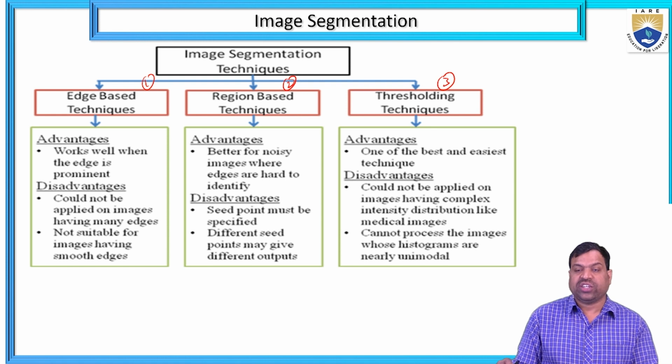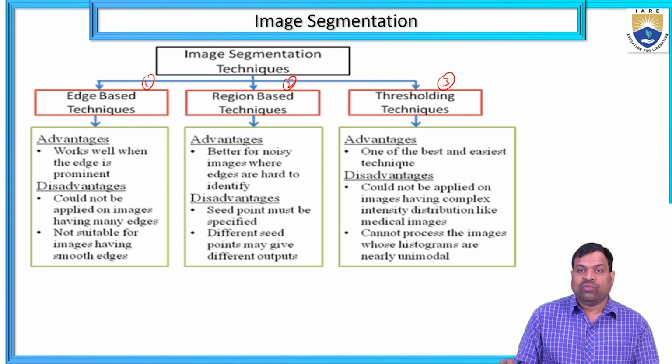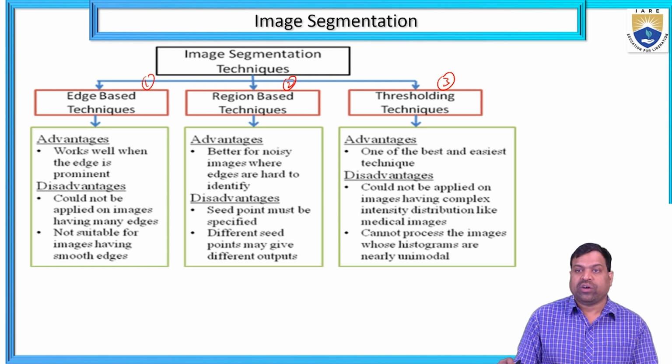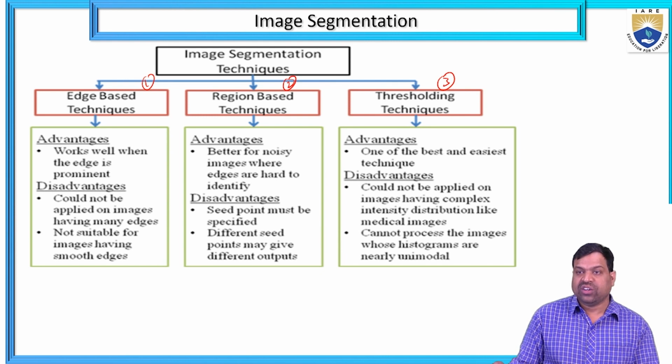For region based techniques, the advantage is that it is better for noisy images where edges are hard to identify. Disadvantages: the seed point must be specified, and different seed points may give different outputs. For threshold techniques, the advantage is that it is one of the best and easiest techniques. Disadvantages: it could not be applied on images having complex intensity distribution like medical images, and it cannot process images whose histograms are nearly unimodal.